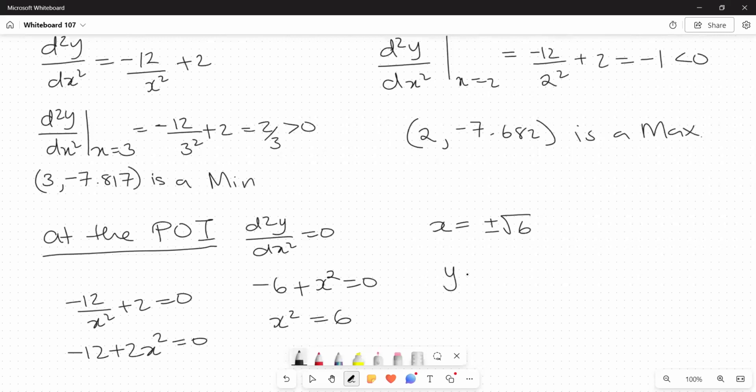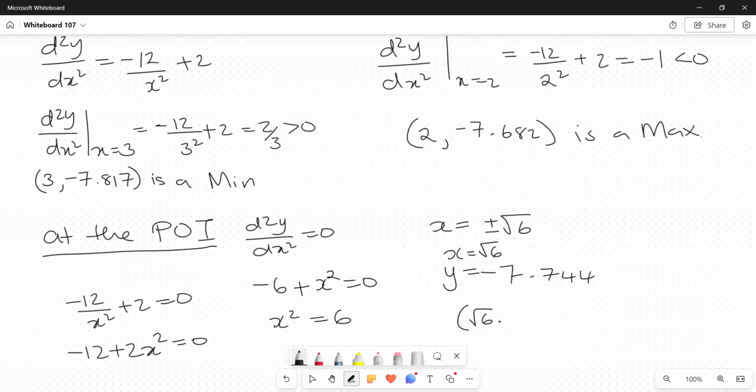And then we work out our y value. So if x is the square root of 6, we have negative 7.7.